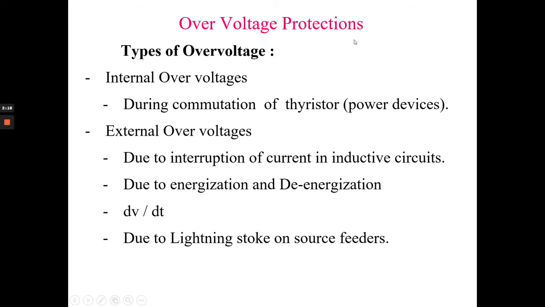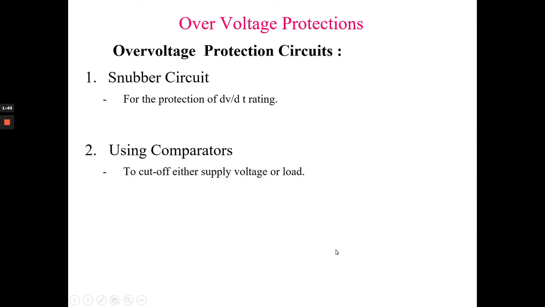Now we'll see over voltage protection. The types of over voltages are internal over voltages during commutation of thyristors, nothing but power devices, and external over voltages, which are due to interruption of current in inductive circuits, due to energization and de-energization, due to dV/dt, and due to lightning stroke on source feeders. Over voltage protections are snubber circuits and using comparators. A snubber circuit is used for the protection of the dV/dt rating.